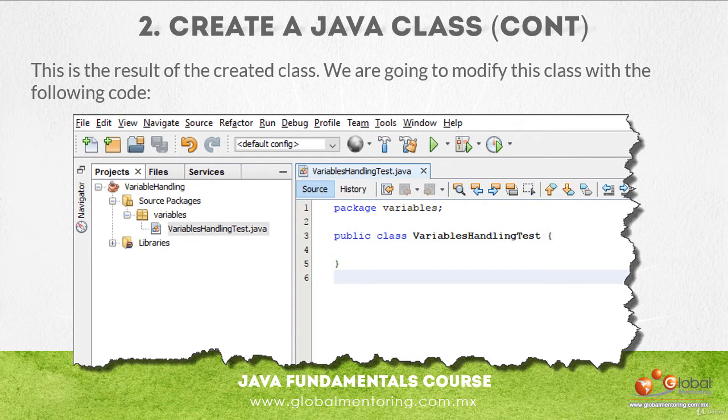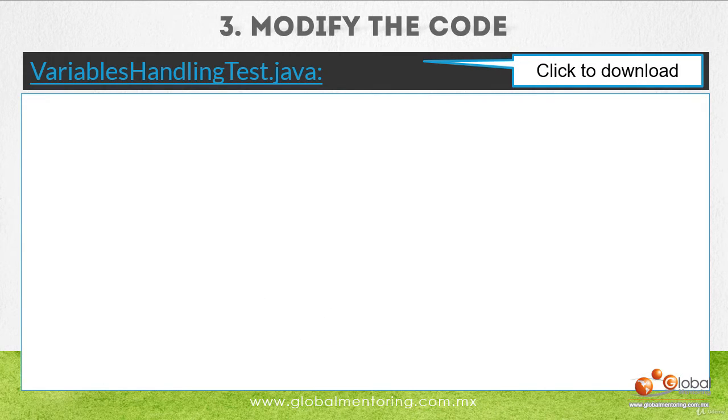This is the result of the created class. We are going to modify this class with the following code. You can click on the name of the file to download the source code. First, we declare a package. As we said, a package is like a folder.